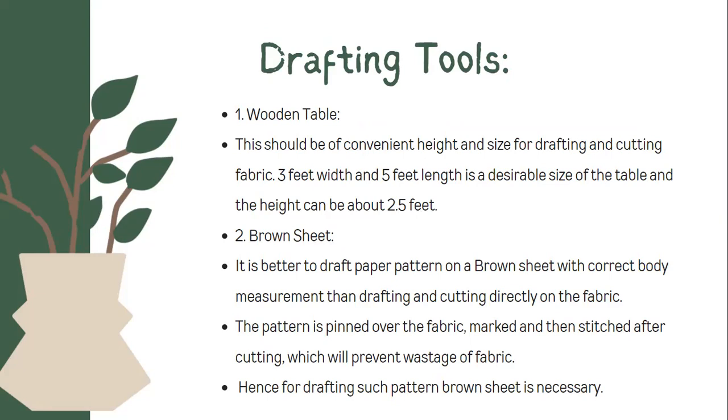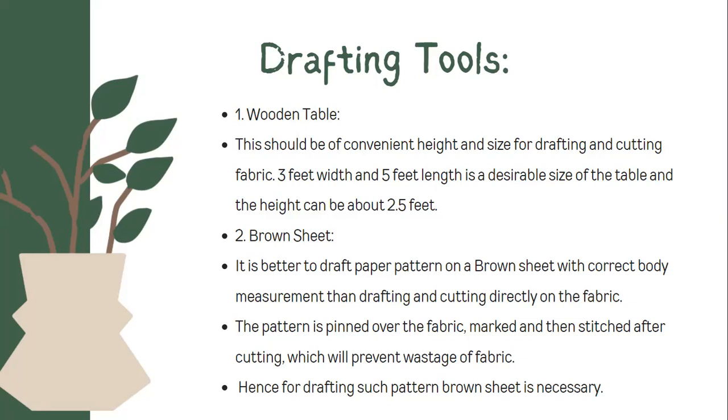So initially you take all the measurements on a piece of brown sheet paper, you mark all of it, and then you cut the brown sheet first, and then that pattern is pinned over the fabric. You lay out your fabric, whatever material you have. For example, you have bought 2.5 meters of blue cotton cloth, and you are going to make a kurta out of it.